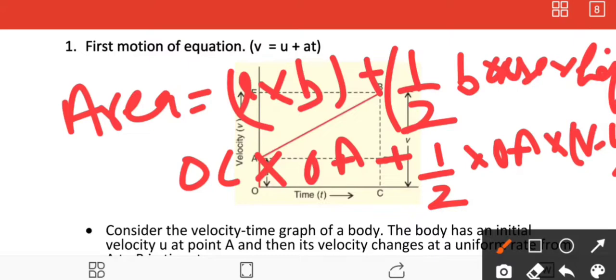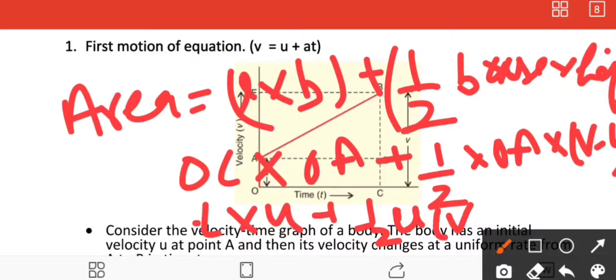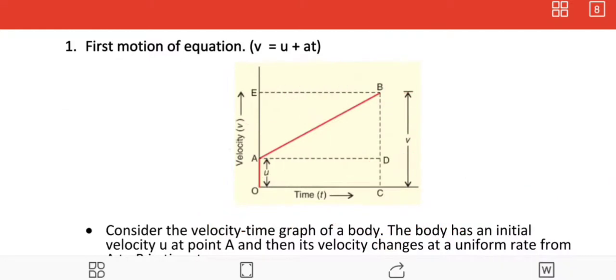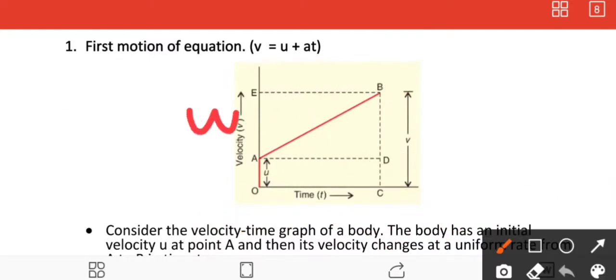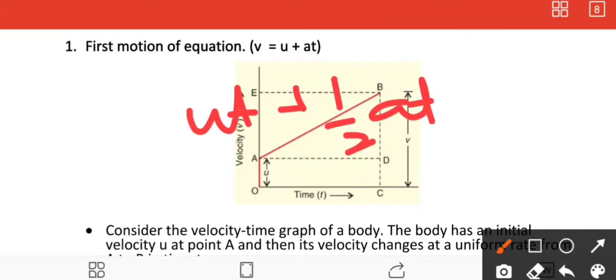So here what we'll do, OC is T, that is U, plus half OA is U, and that is V minus U. So if you get it, you can replace it from the first equation of motion, V minus U is equal to AT. So if you put it here also, you will get the answer as UT plus half AT square.